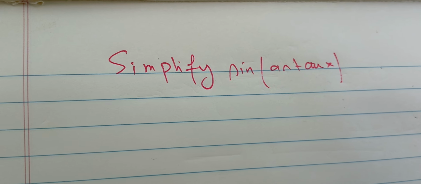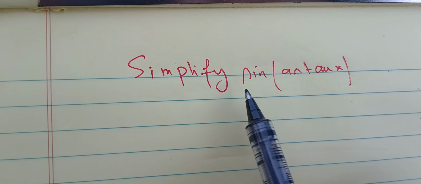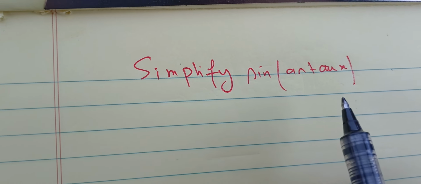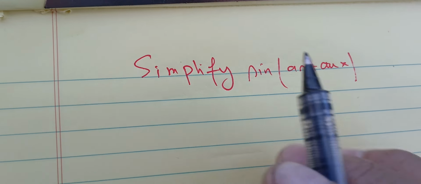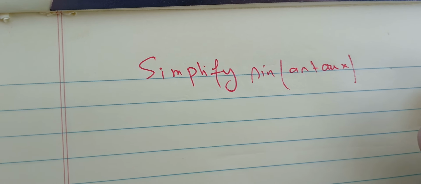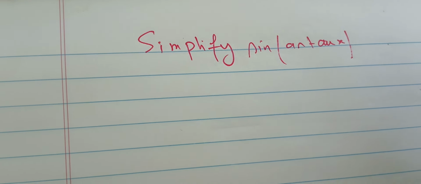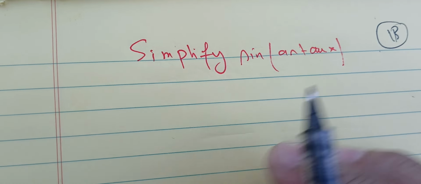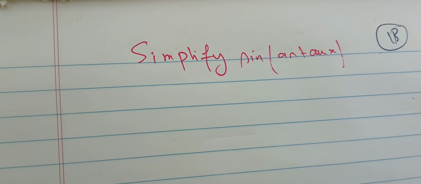Welcome back. In this video, we're going to try to simplify this composite function of the sine and the arctangent. Here we have the domain of definition is the set of real numbers. So this is defined for any value of x. You can prove that by using the definition of the composite functions.